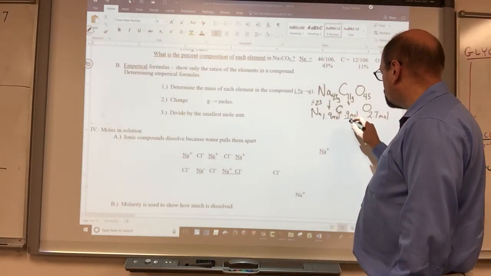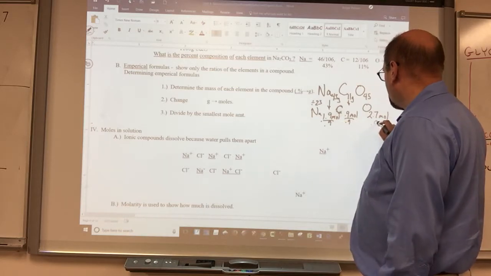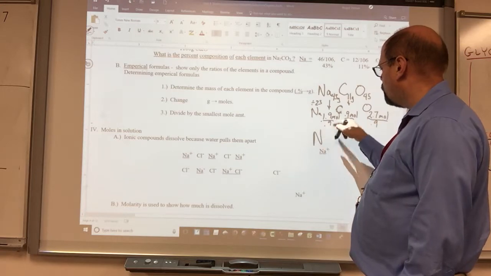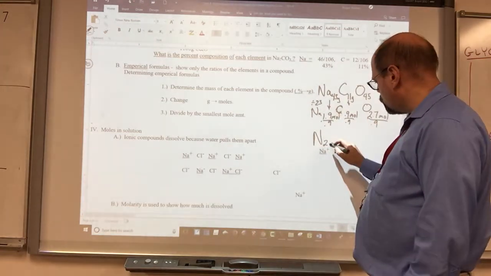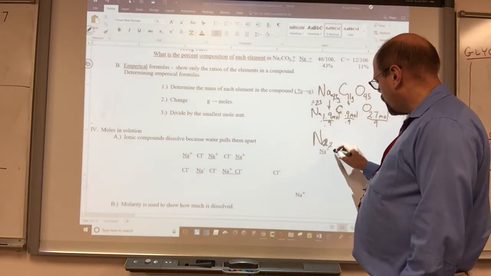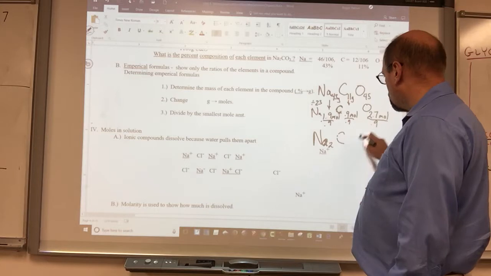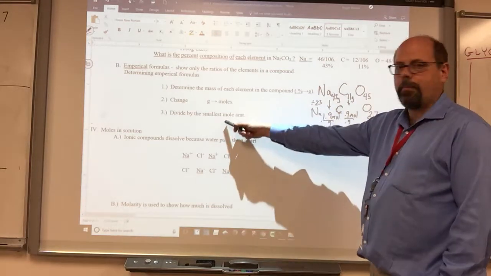If I divide all these out by the smallest number, 0.9, 0.9, 0.9, okay. If I divide all those through, I'm going to get a formula where 1.9 divided by 0.9 is a little around 2. So sodium is right around 2. 0.9 divided by 0.9 is 1. So there's 1 carbon, and 0.9 into 2.7 becomes 3. Okay. So that's what these steps are determining.